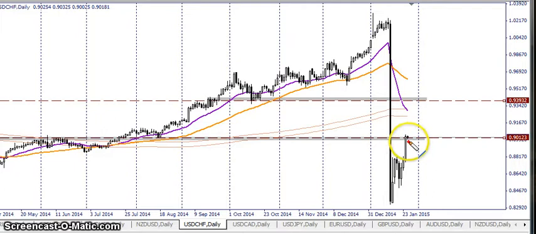Okay, wait for a pullback to the downside and then trade up, because I think eventually price could come to this area, this resistance up here. So again, wait for retracements, and then look for bullish activity to the upside. Okay, let's take that off.